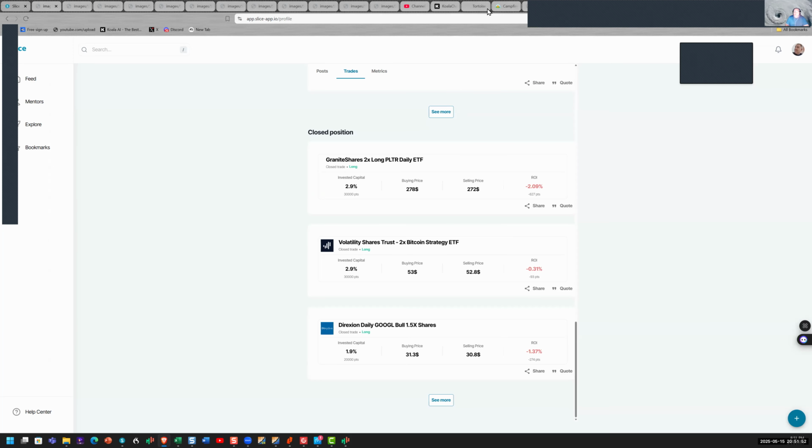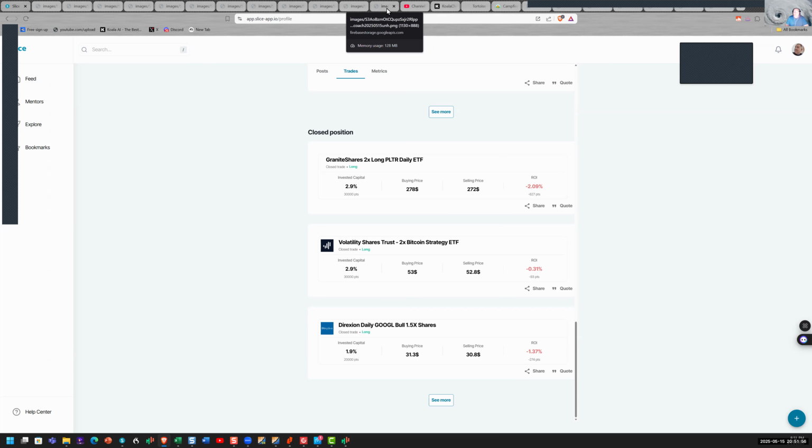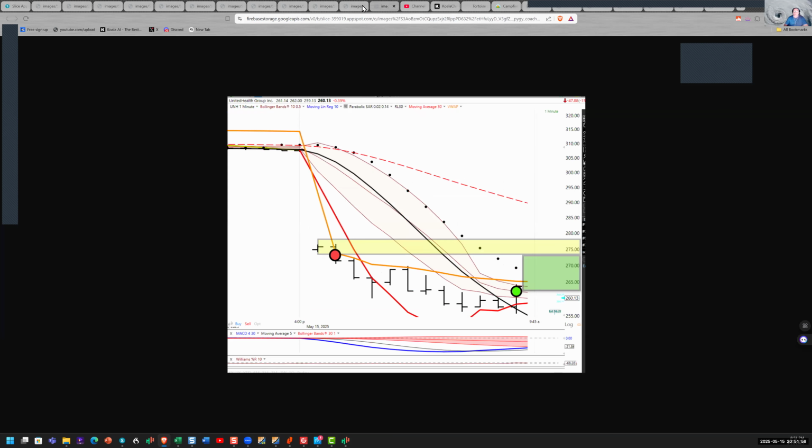So, I guess in no particular order, let's try this. What does this give us? All right. So this was the United Health trade from this morning. This was using 1 minute charts. Here was yesterday's close. Here was the gap down.